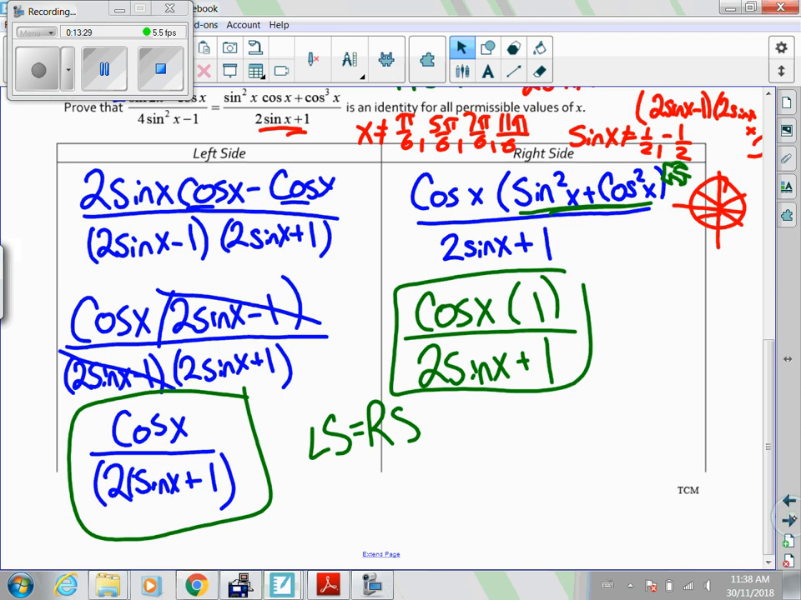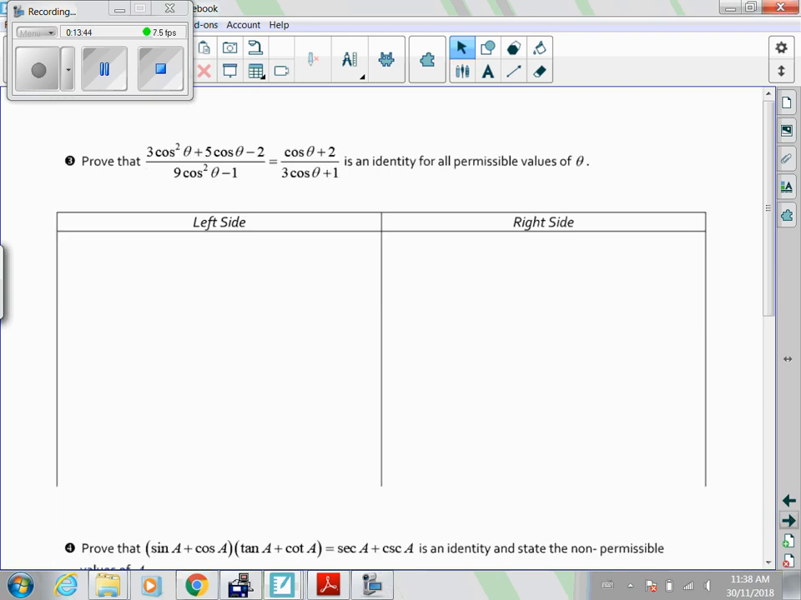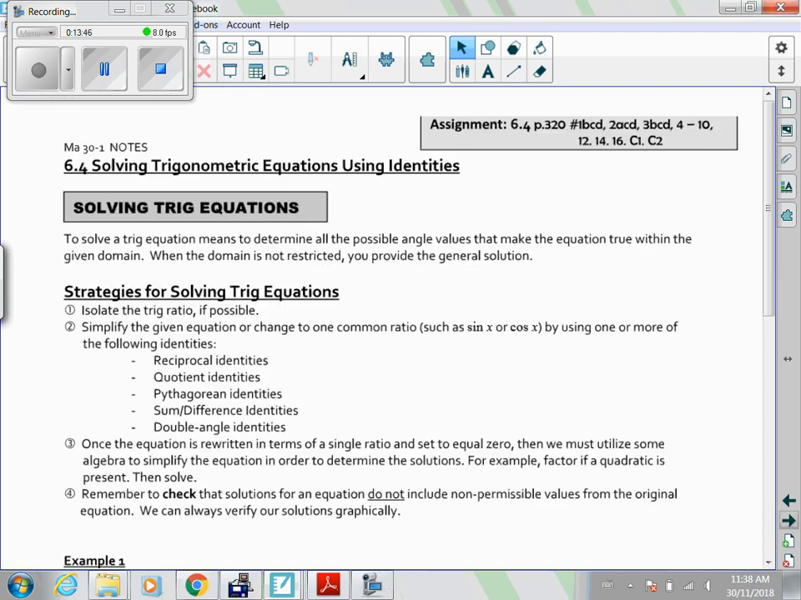Okay, so now I'm going to move on to this next bit. Oh, we're already into the check your understanding. I will do a video with all the check your understandings in a little bit, but right now I'm going to move on to the next part, 6.4, which is solving equations using identities. Now, this is back to the equations, not an identity.